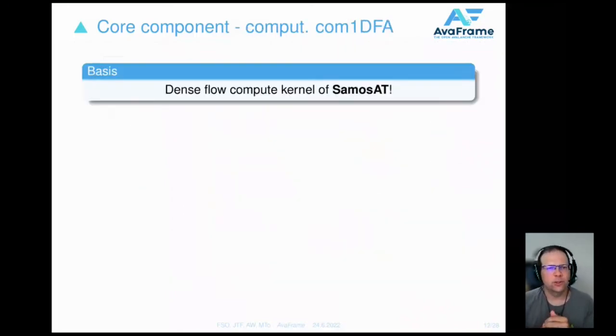Then let's get to one of the core components, which we call com1DFA. This is a module that is used for dense flow avalanche computation. And the basis of all this is SamosAT.